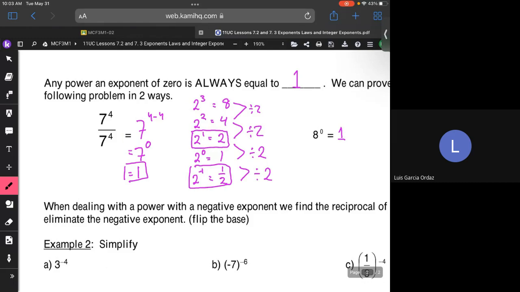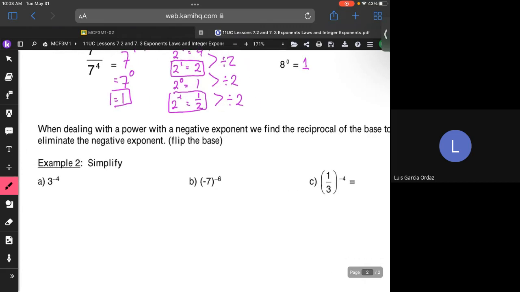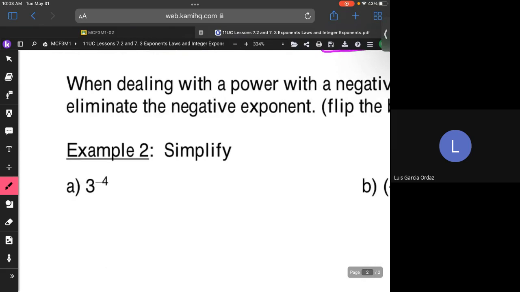Okay, and now for the last example, we're going to be dealing with negative exponents. So when dealing with a power with a negative exponent, we find the reciprocal of the base to eliminate the negative exponent, or we just flip it. So any whole number has a denominator of what? 1. So in order to make this into a positive exponent, all I'm going to do is flip it, and the only thing that turns into a positive is the exponent. Everything else stays the same.